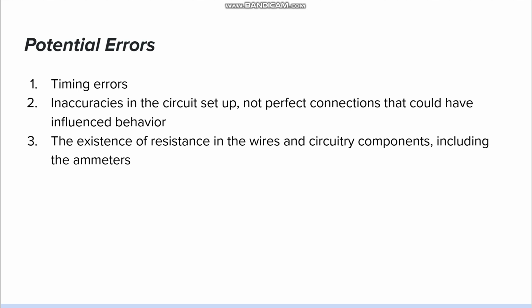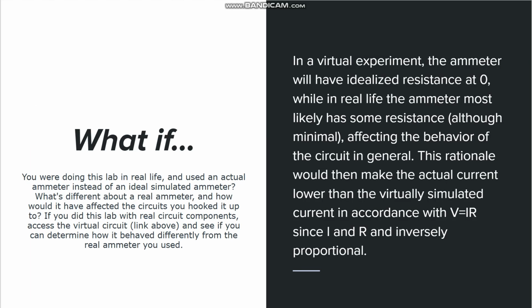Potential errors. The potential errors in this lab are timing errors, inaccuracy in the circuit setup, as there are not perfect connections that could have influenced behavior, and the existence of resistance in the wires and circuitry components, including the ammeters. According to this what-if question, in a virtual experiment, the ammeter will have idealized resistance at 0, while in real life, the ammeter most likely has some resistance, affecting the behavior of the circuit in general. This would make the actual current lower than the virtually simulated current in accordance with V equals IR due to the inverse proportionality.